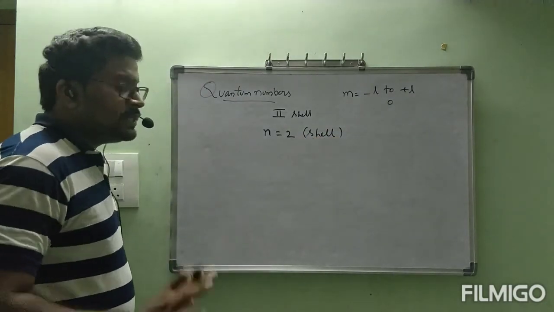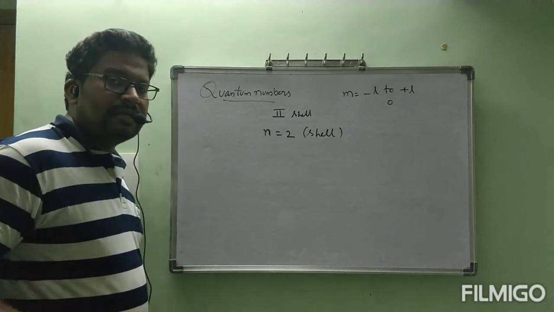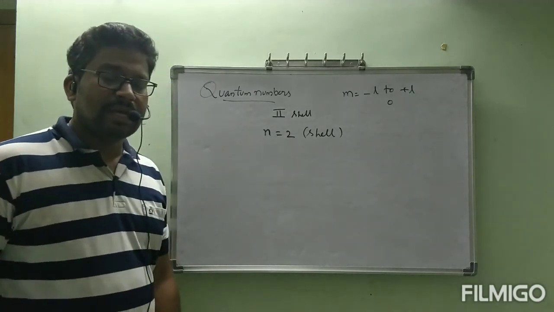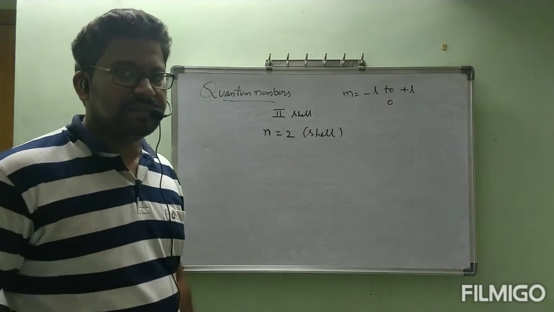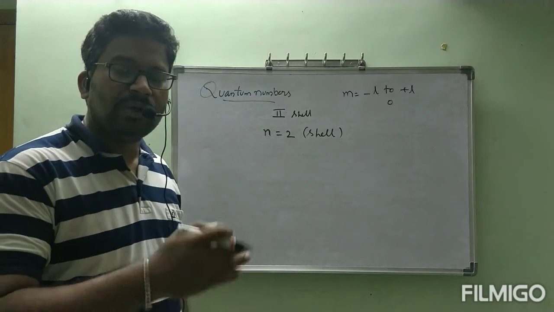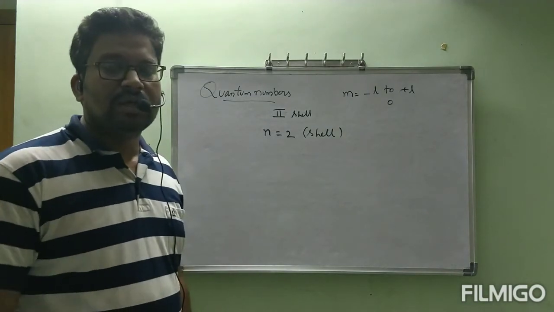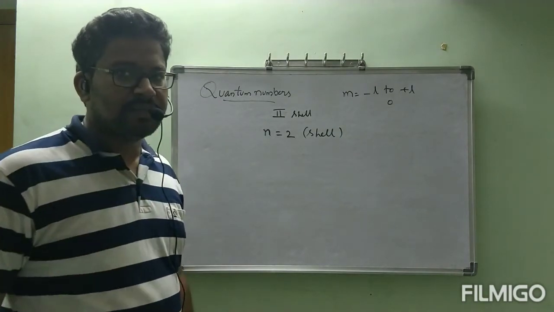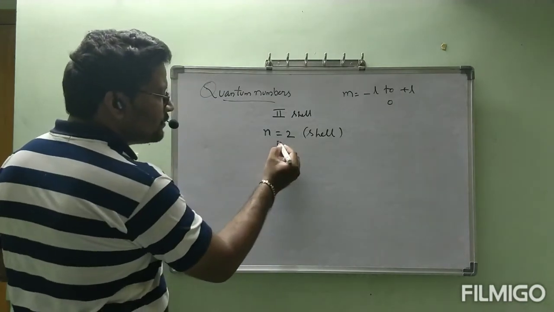Okay, n is equal to 2. What are the l values? l values are from 0 to n minus 1. What is n? 2. So 0 to 2 minus 1, that is 0 to 1. 0 to 1 means 2 l values are there. So we have two subshells.